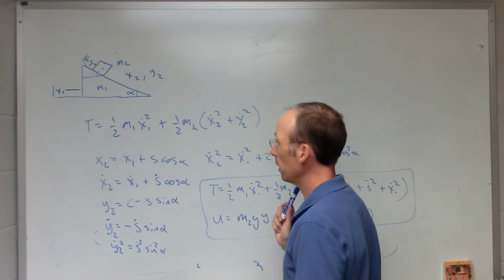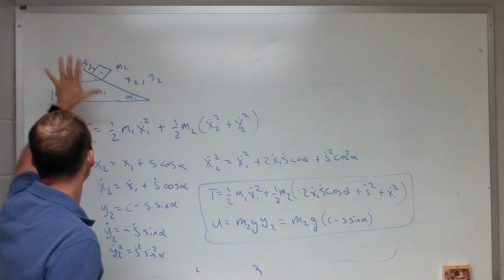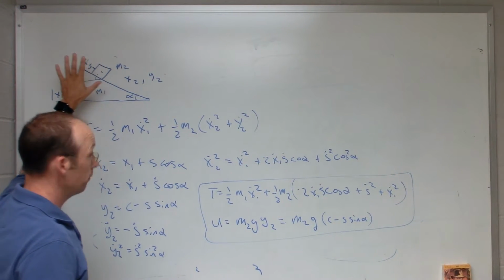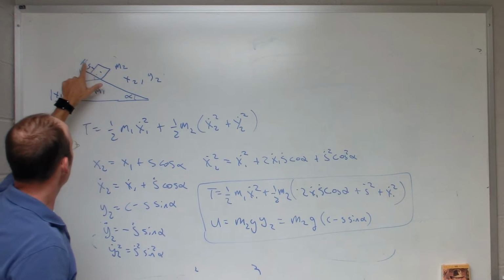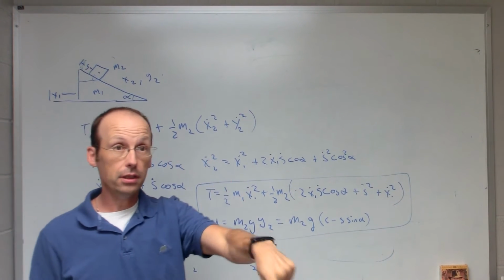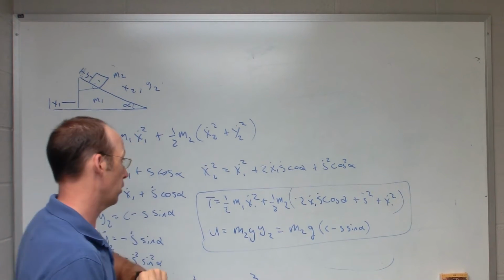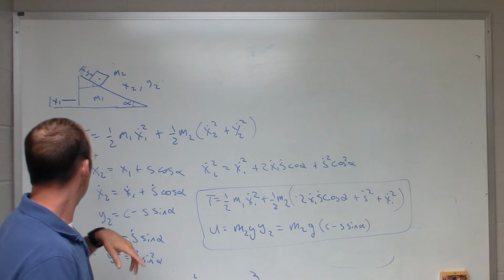Okay, so I'm going to pick up where I left off because I ran out of time. Just to recap, for those who watched part one, I have x1 as the position of the ramp, and s as the position of the block down the ramp. I need to find the kinetic energy and the potential energy. There are two variables, x1 and s.